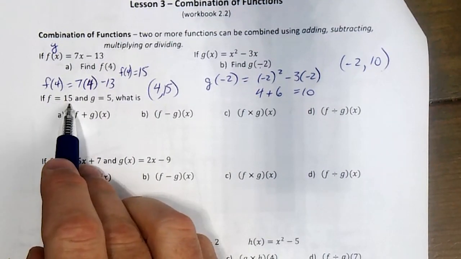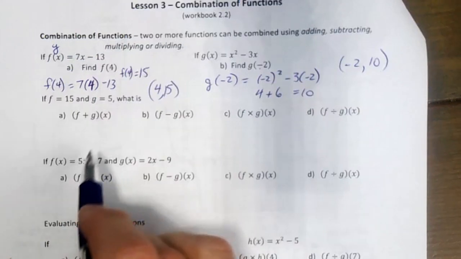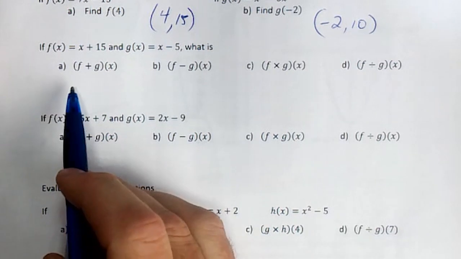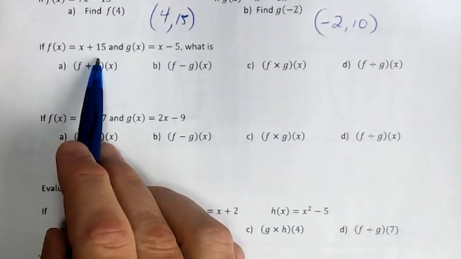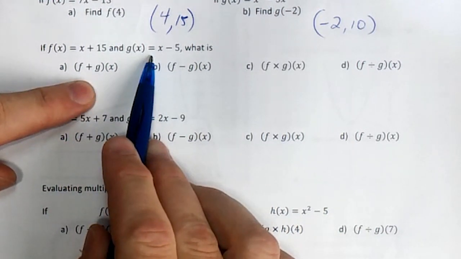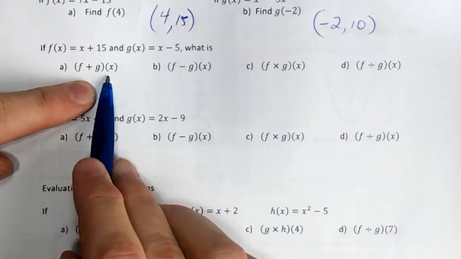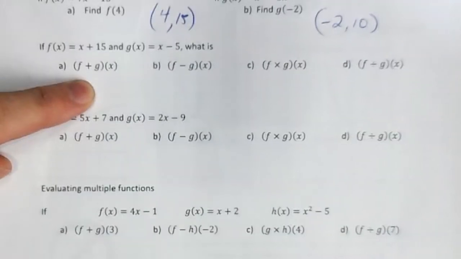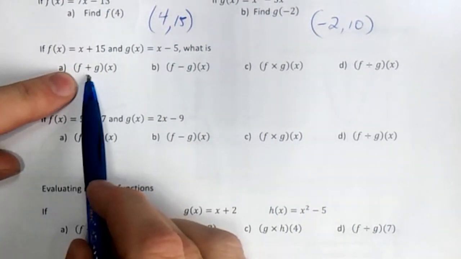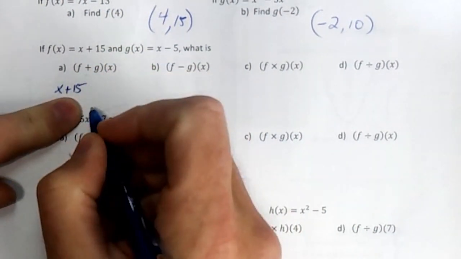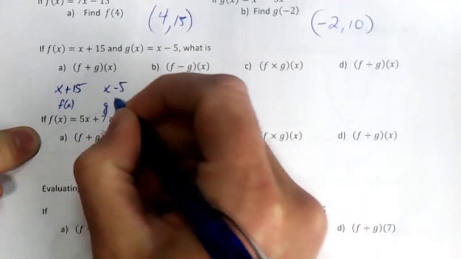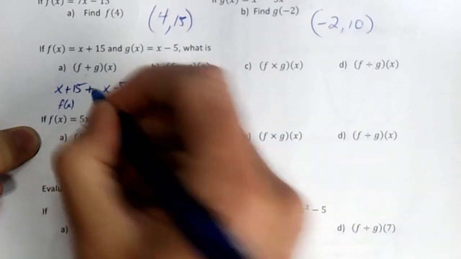If f equals x plus 15 and g equals x minus 5, the next one is a little more complicated. We've got this one and this one, and we're adding them together. The tricky part is it's just an x; we don't actually have a number for this one. So we take these two functions and add them together. That's f of x, and g of x is x minus 5. We need to add these two together.